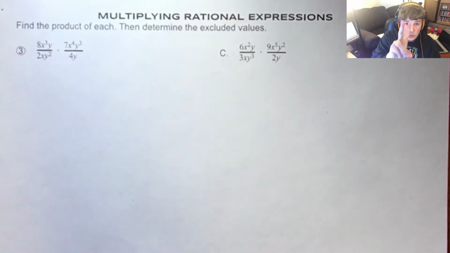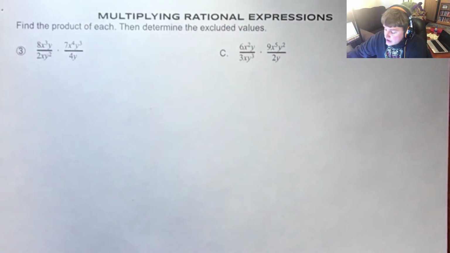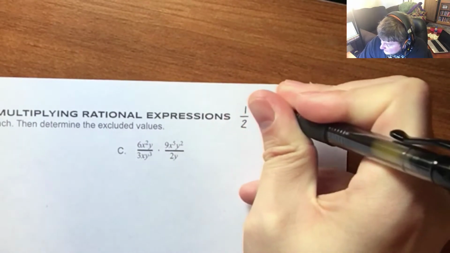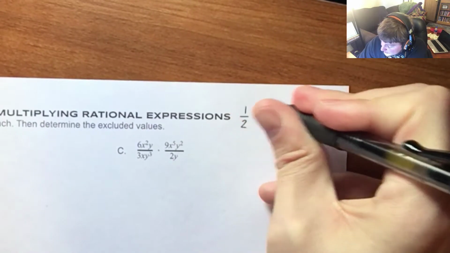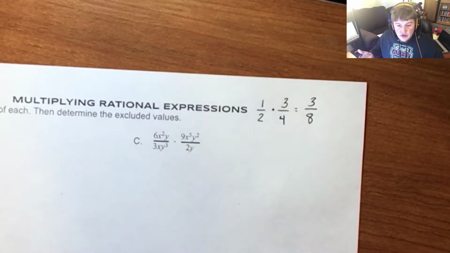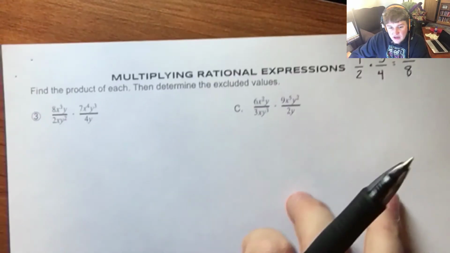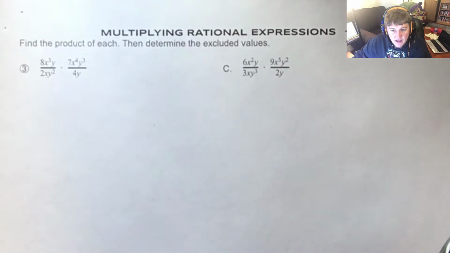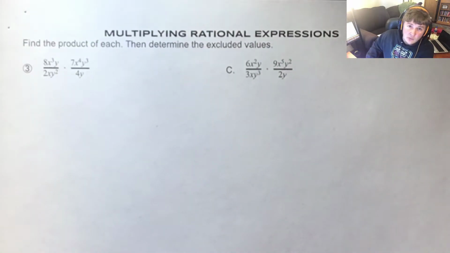So let's think about two really important facts. The first is, how do you multiply fractions? If I'm trying to multiply a half times 3/4, you multiply straight across. This is 3 and this is 8. Pretty straightforward. And we should know by now that with multiplying, you can do it in whatever order you want.